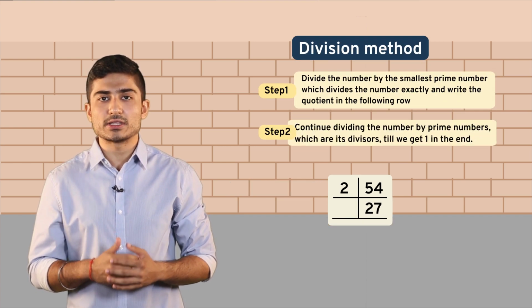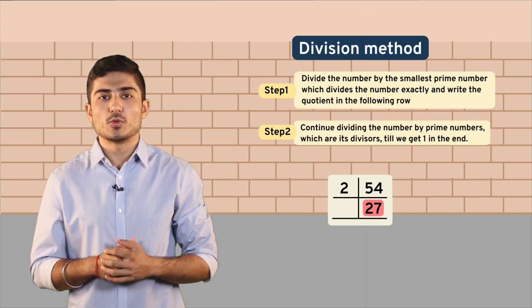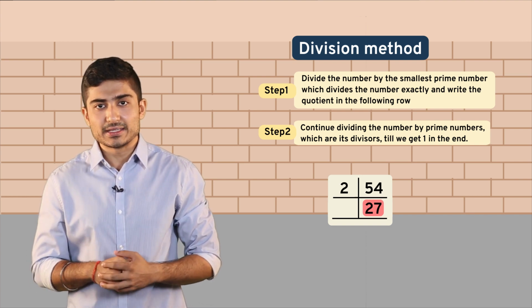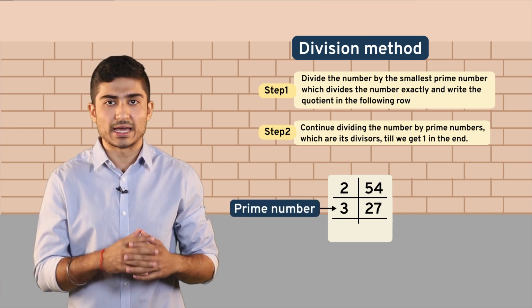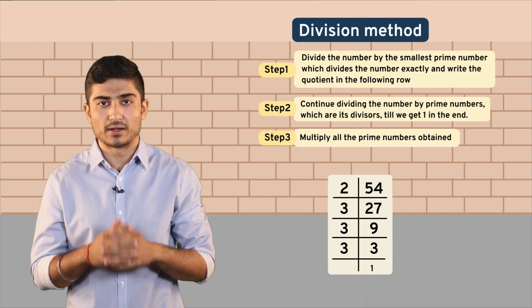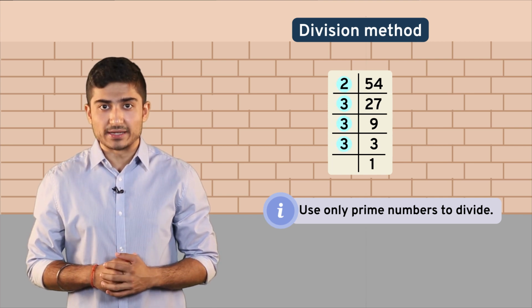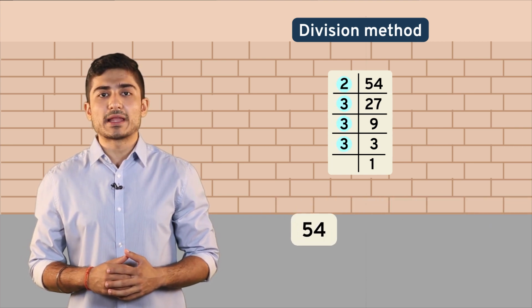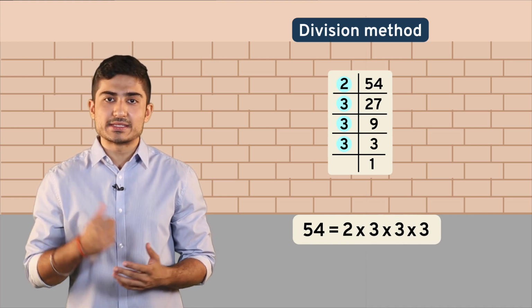Then we'll divide the quotient that we got, 27, by the smallest possible prime number which divides it exactly. Here 3 is the smallest prime number that divides 27 to give 9. We repeat the process again until the quotient becomes 1. Remember, we use only prime numbers to divide. Finally, we multiply all the prime factors, and you will find that the product is the number itself.